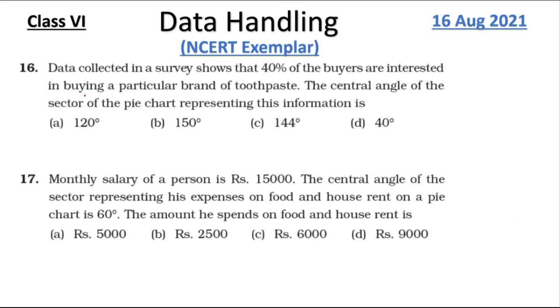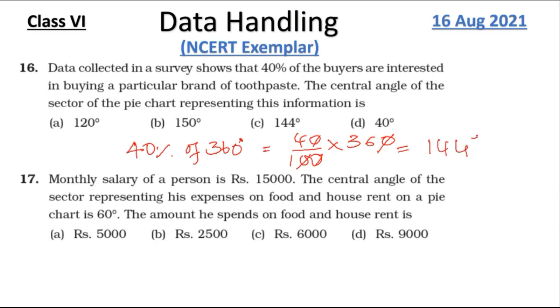Question 16. Data collected in a survey shows 40% of buyers are interested in buying a particular brand of toothpaste. The central angle of the sector of pie chart representing this information is, we need to find out the central angle. It's 40% of the central angle. So it is 40% of 360 degrees. So it is 40 by 100 times 360. One of the zeros gets cancelled. One more zero gets cancelled. 4 times 36 is 144. So 144 degrees is the central angle.